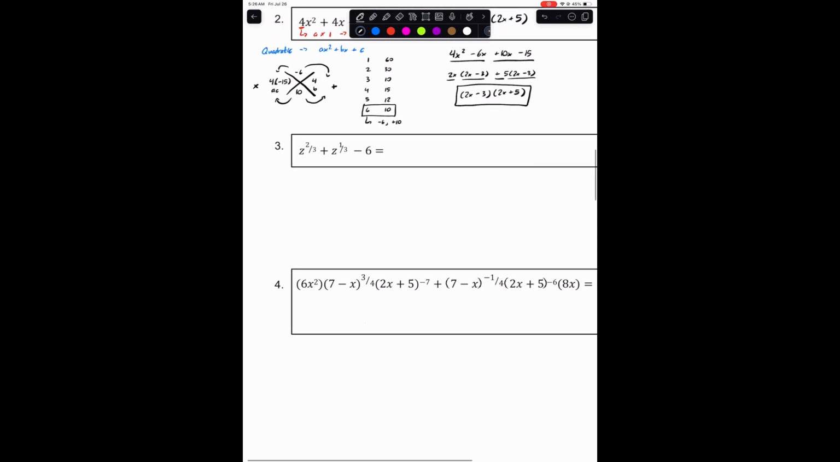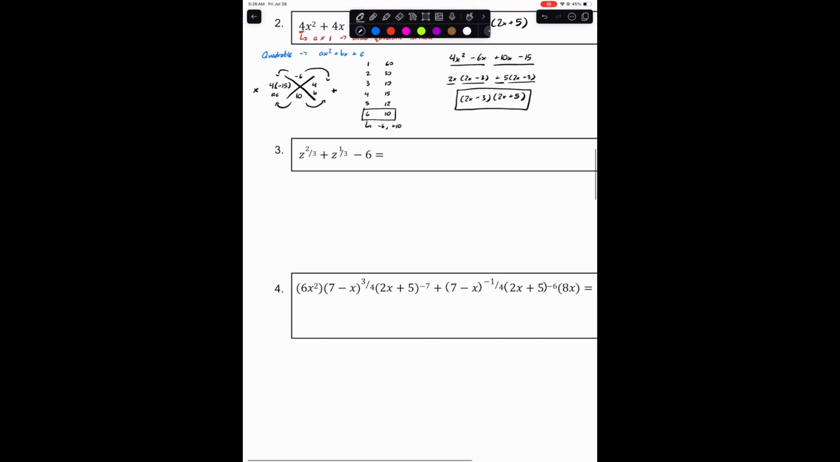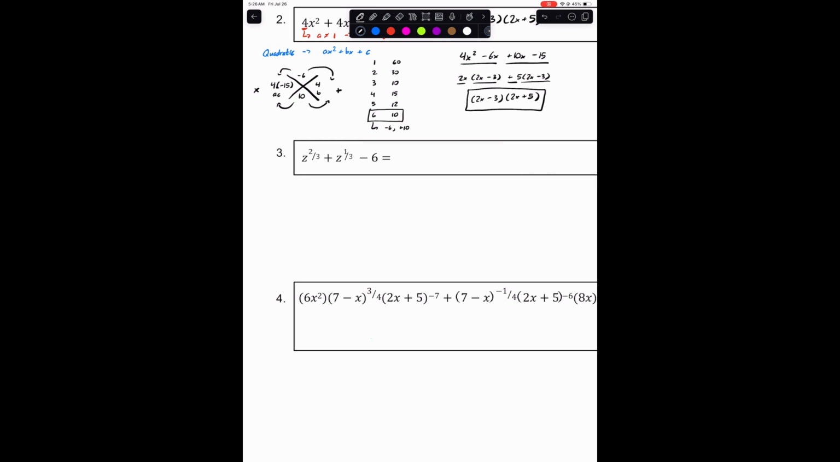Now, the third question doesn't look very approachable, right? I have these weird fractional exponents I have to deal with. But one thing I noticed is that this exponent is exactly double the other. Now, this is very important because this means I can do some substitution.